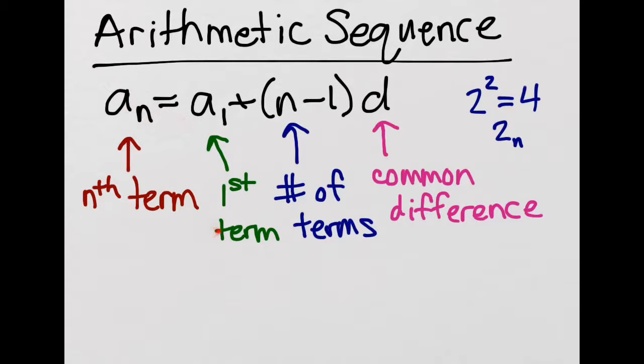So a sub 1 is the first term, and d is the common difference, which we learned about yesterday, how we're either adding or subtracting something, and if we're subtracting, we're really adding a negative number.